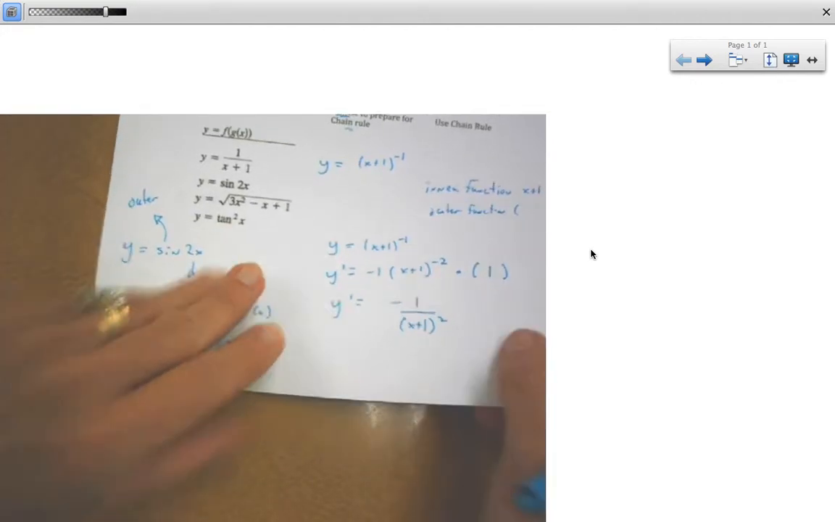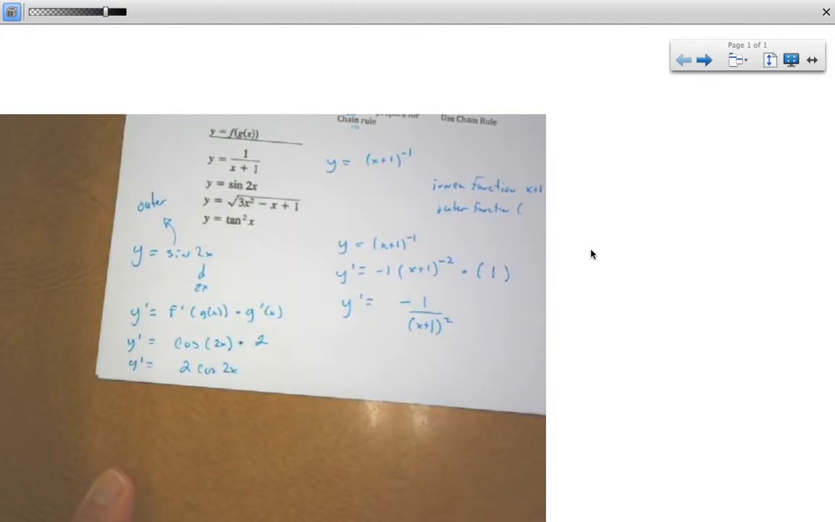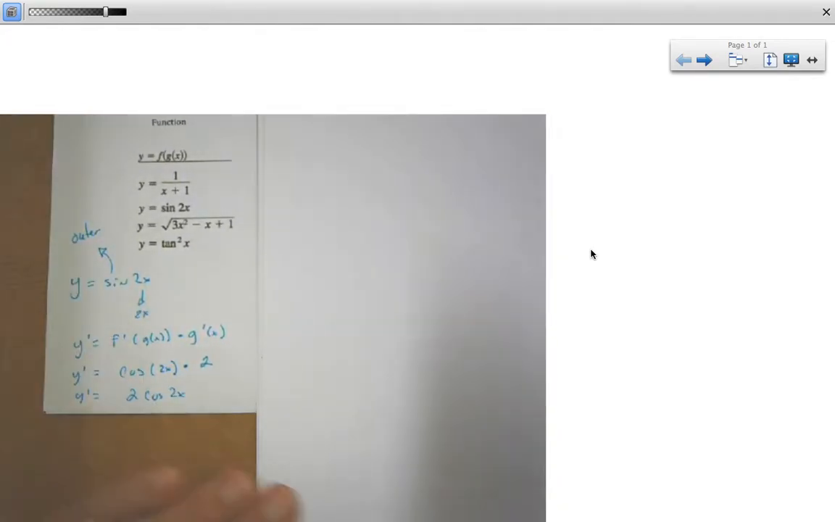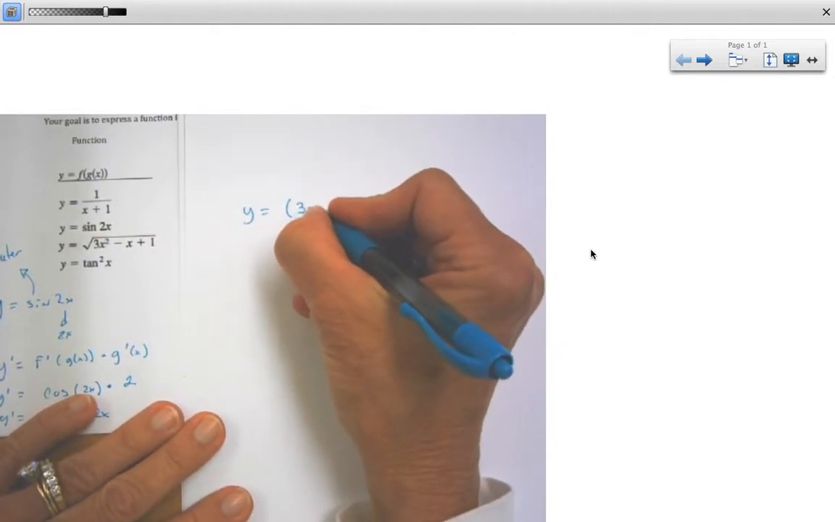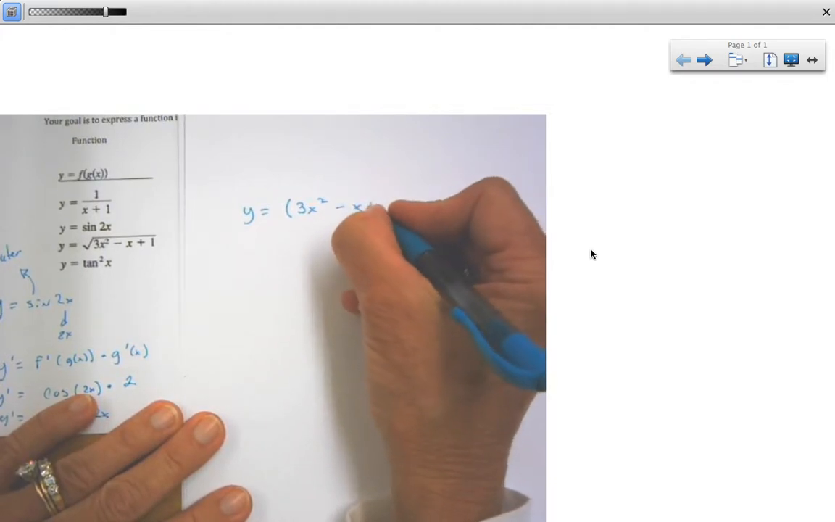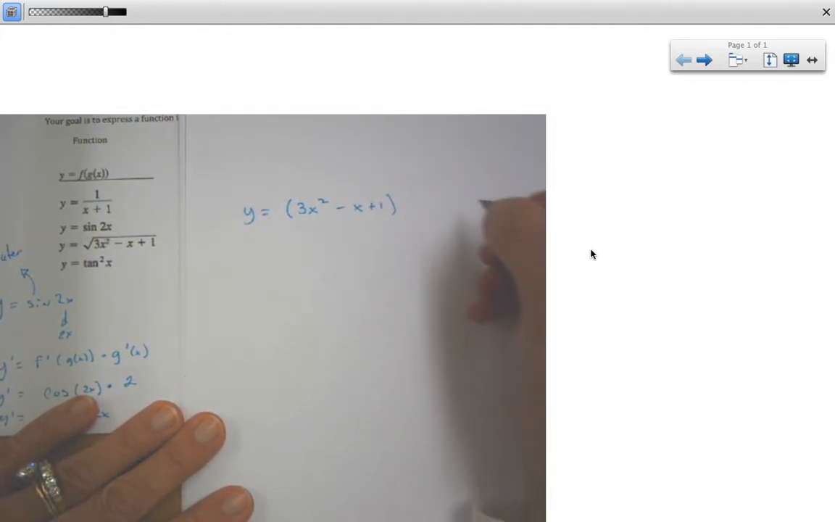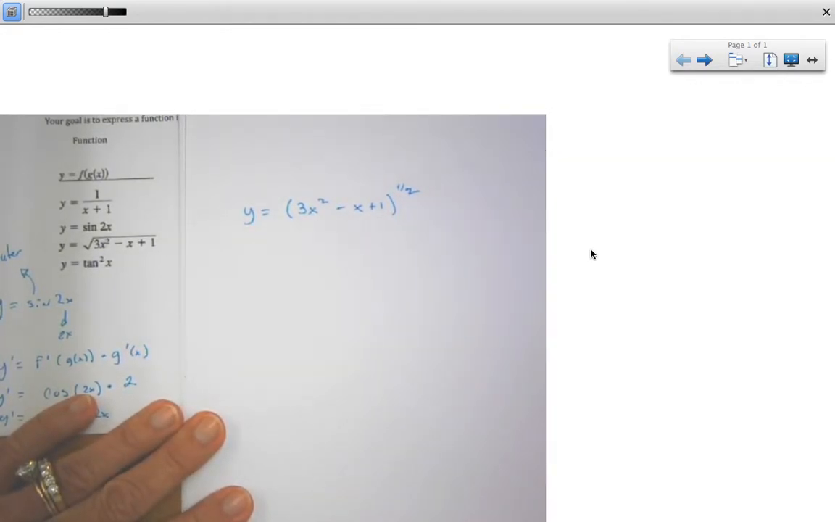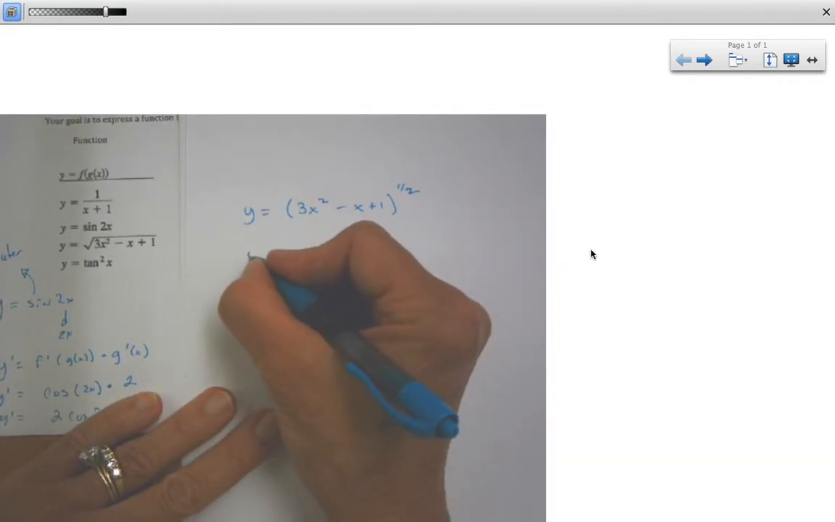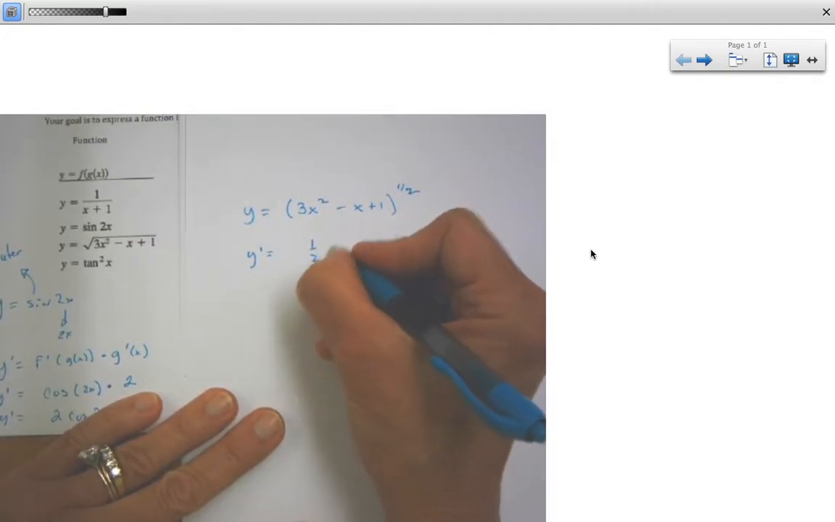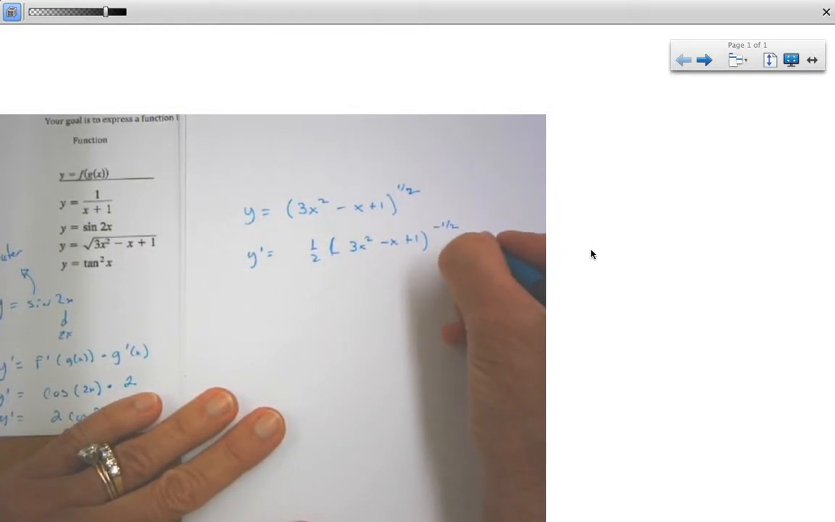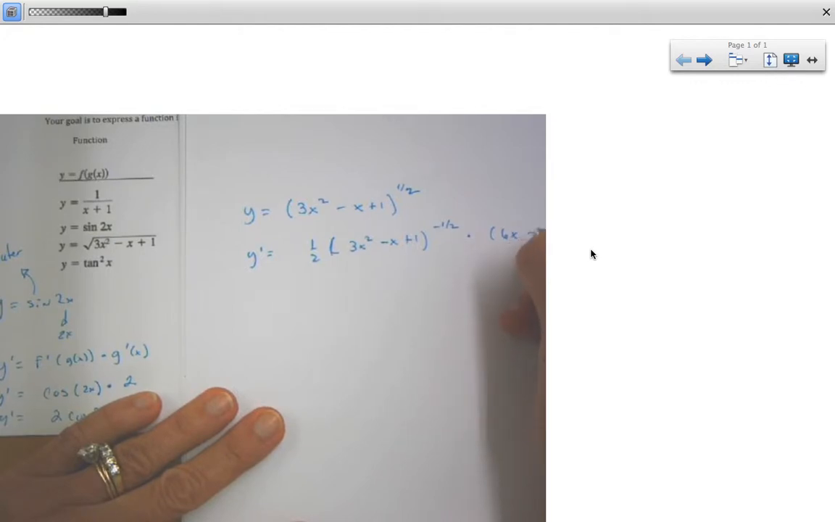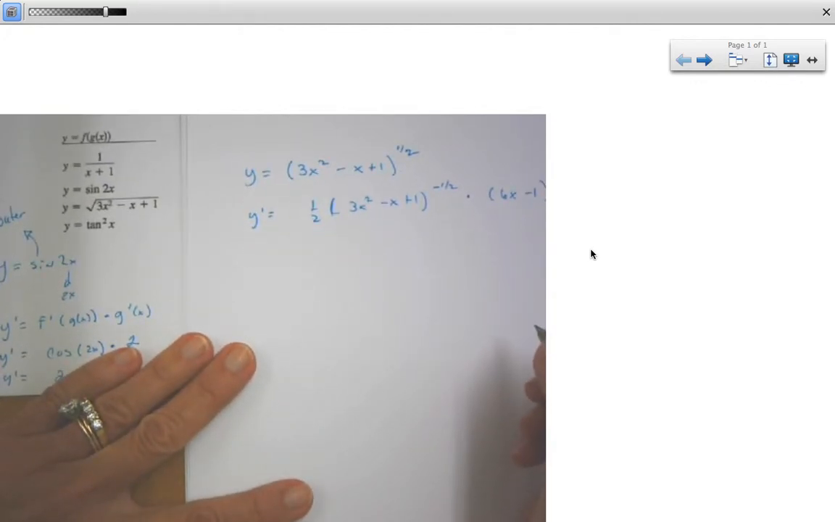All right. I've run out of space, so I'll get another piece of paper. And the third example, I'm going to prepare it to use the chain rule because the square root acts as an outer function. And I know I can write that as a fractional exponent. You want that fractional exponent because now you can use the power rule. So taking the derivative, 1/2 times 3x squared minus x plus 1 to the negative 1/2 times 6x minus 1.